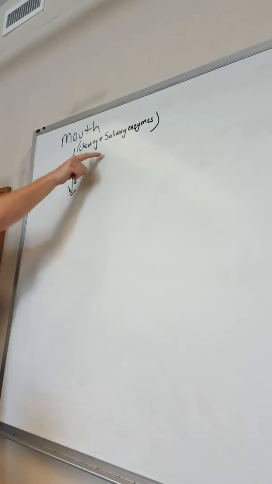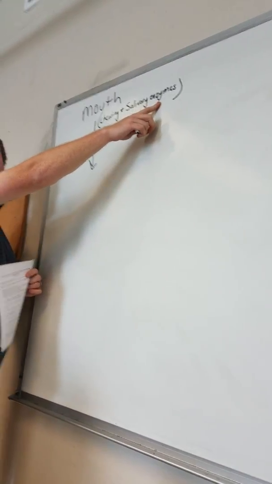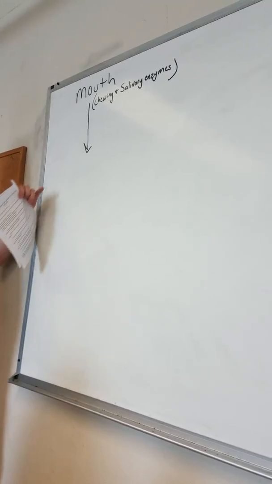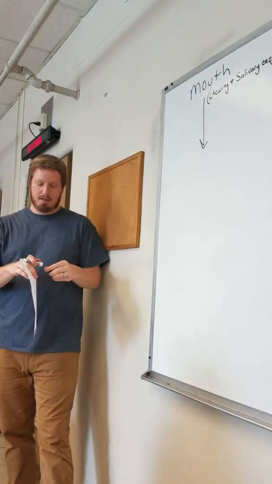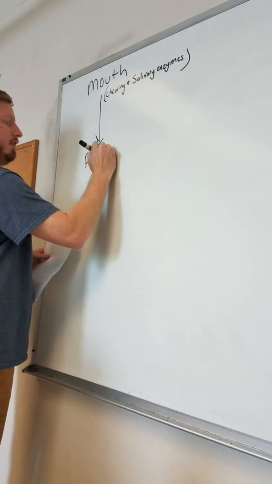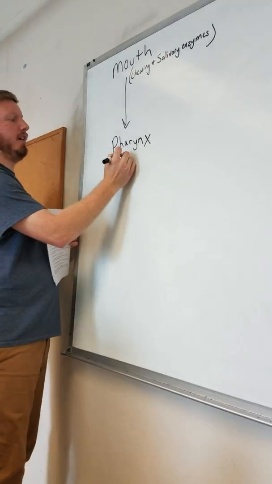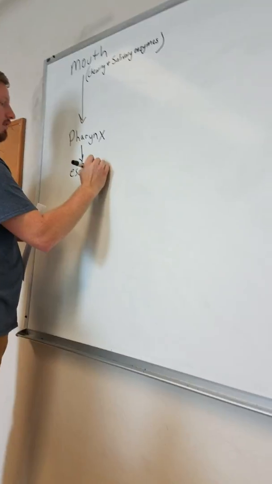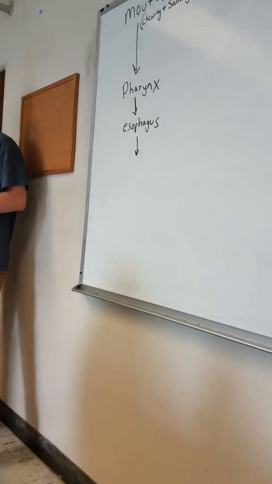All right, so that's chewing and then salivary enzymes. Remember, this is where the amylase comes into action that we'll be talking about Thursday. All right, so what comes after the mouth? This is between the mouth and the esophagus: the pharynx. All right, and then what's after that? The esophagus. All right, so what comes after the esophagus?